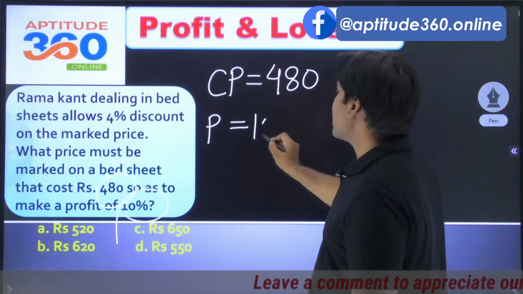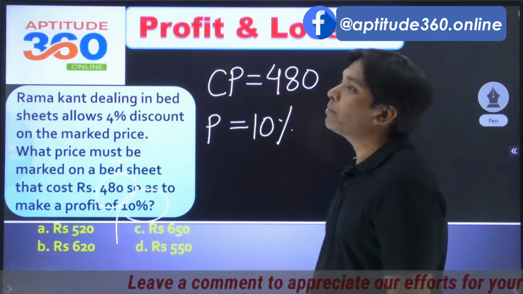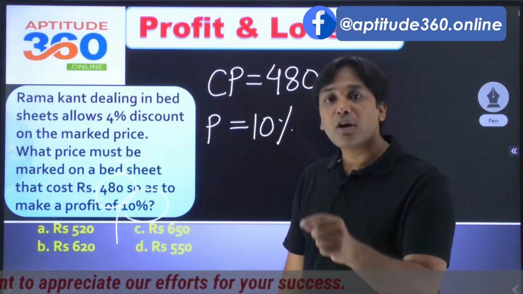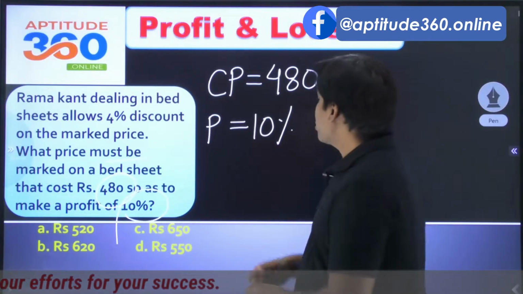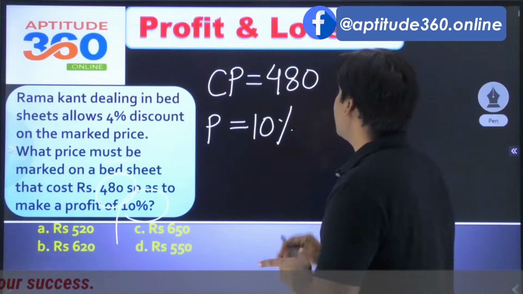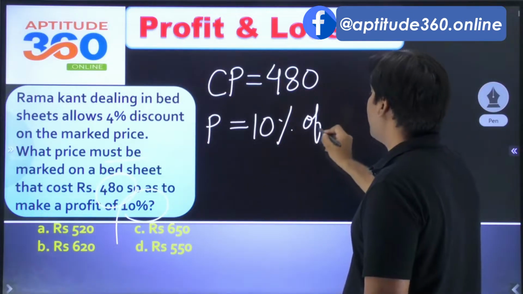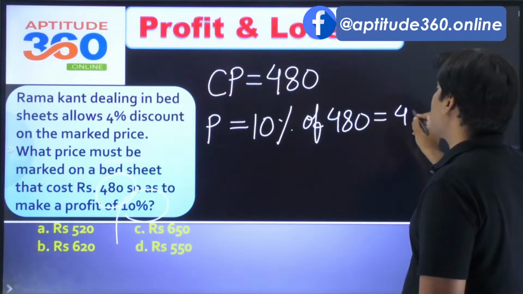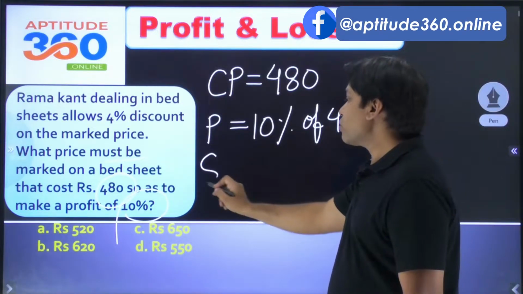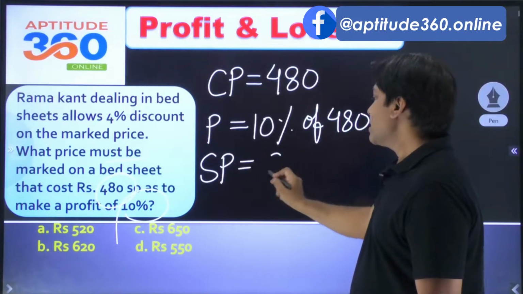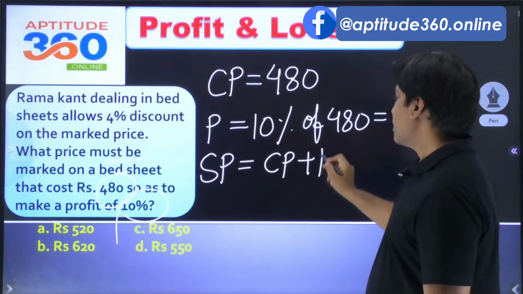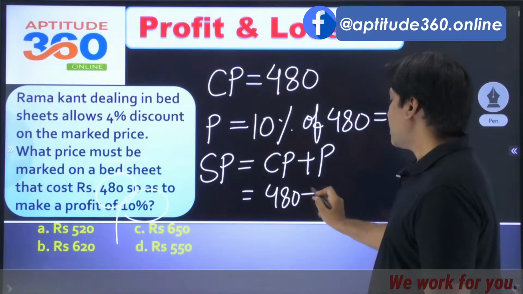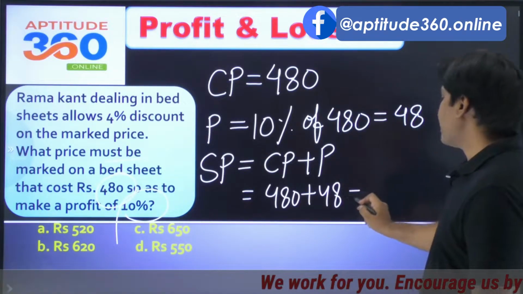अच्छा, ये 10% किसका लोगे आप? You have learned in video number 2 and video number 3 that the profit is always calculated onto the cost price. So you will take 10% of this value, 10% of 480. If you simplify this, you will be getting 48 rupees. So what is going to be the selling price? Selling price is CP plus profit, which is coming out as 480 plus 48, which is 528.